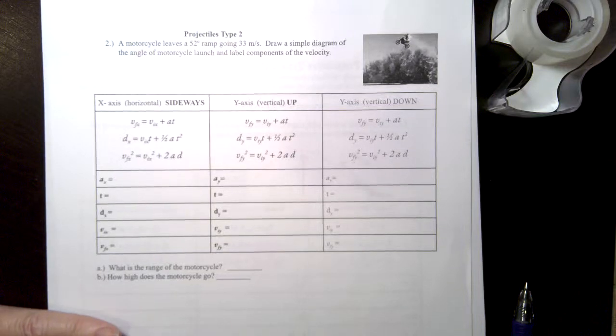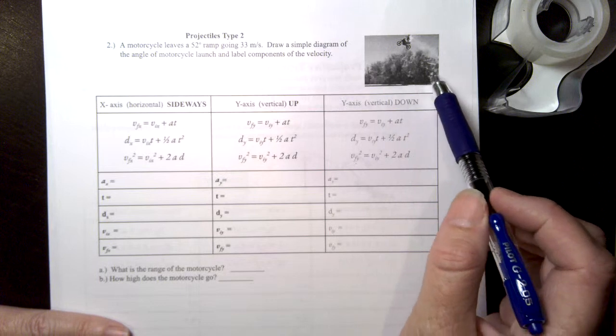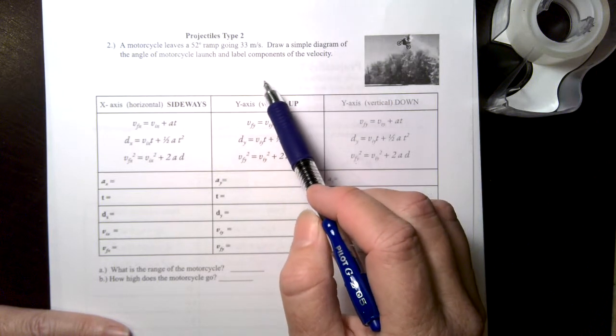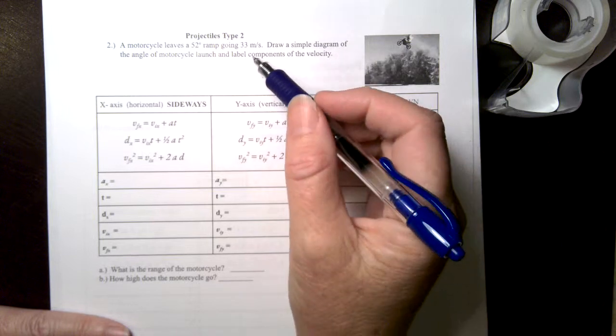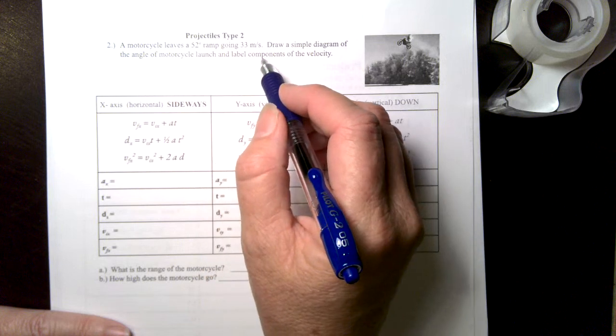All right. So now you have this motorcycle guy. He's doing this projectile type motion. Goes up and down and sideways. All right. So draw a simple diagram of the angle of the motorcycle launch and label its components.